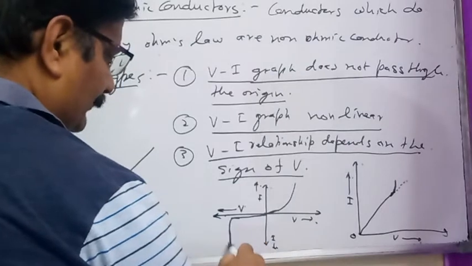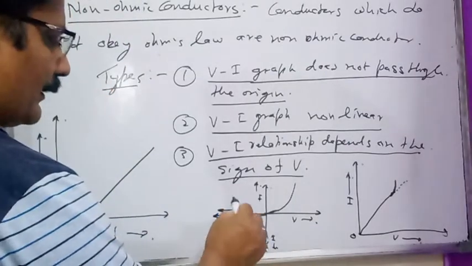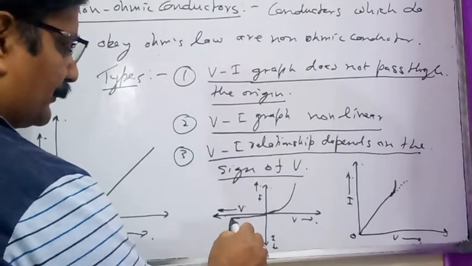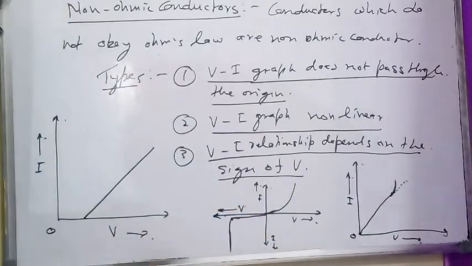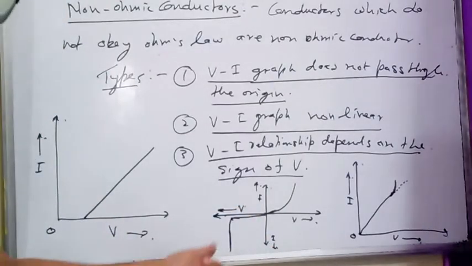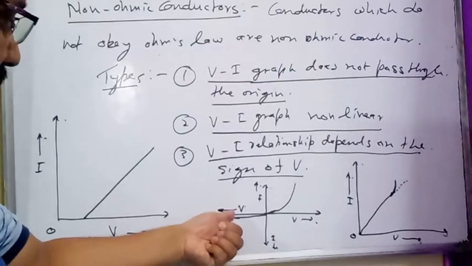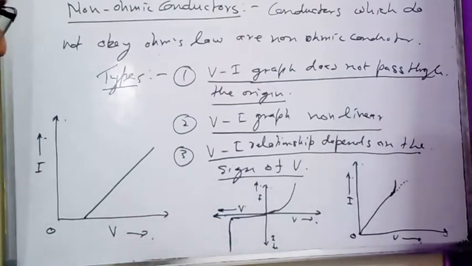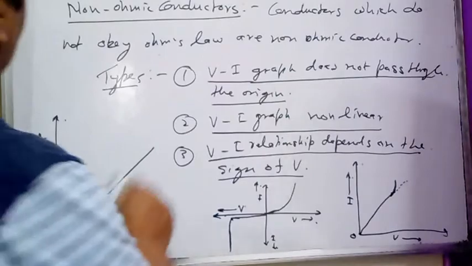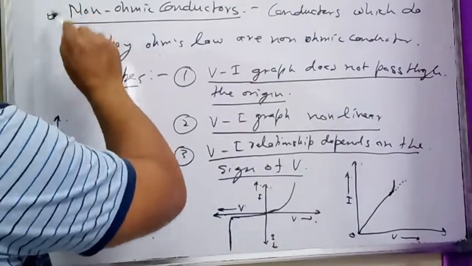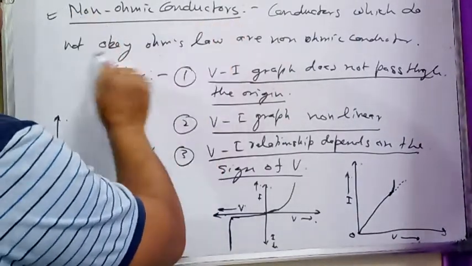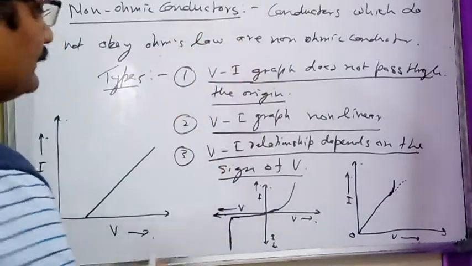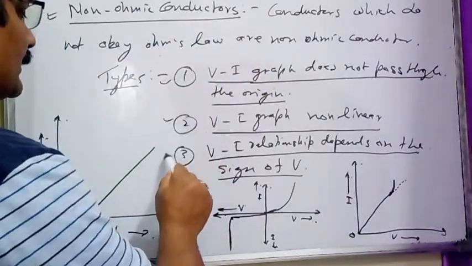For a very large value of the applied potential, current remains almost zero, but at a particular potential difference applied across the PN junction diode, the current increases to a very large value. This is again a non-ohmic behavior of the conductor. So in this way we can see the circuits which do not obey Ohm's law are called non-ohmic conductors. These are the categories of non-ohmic conductors.